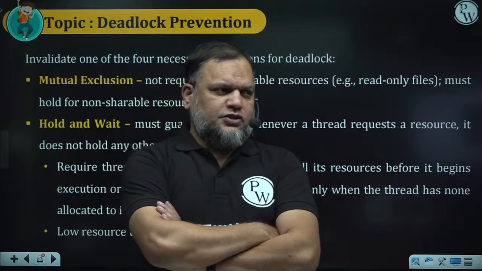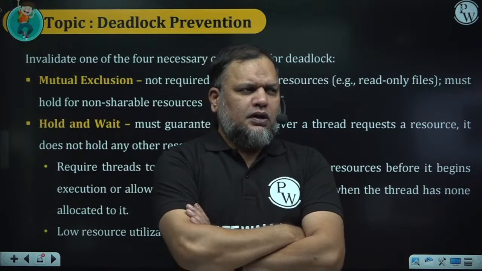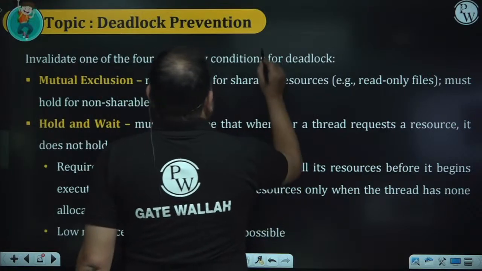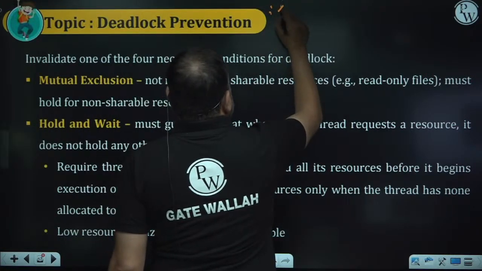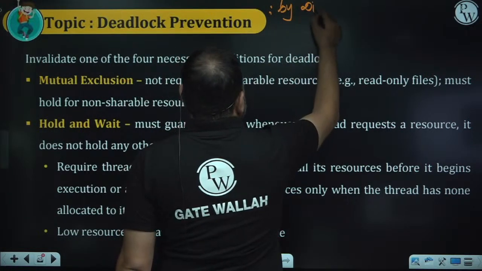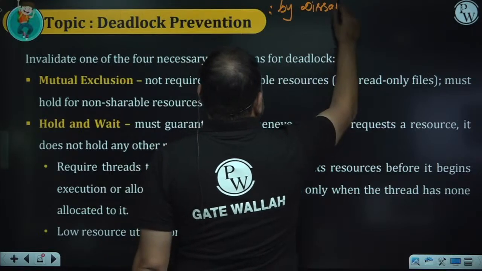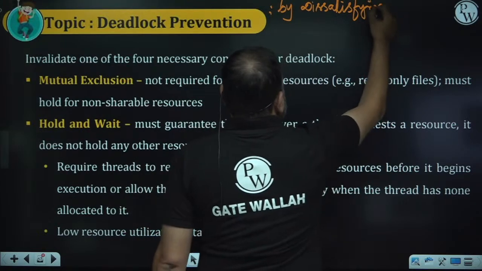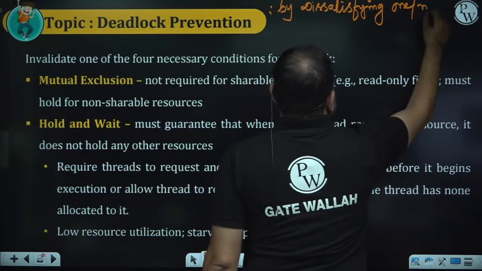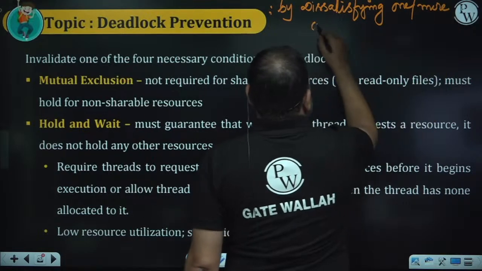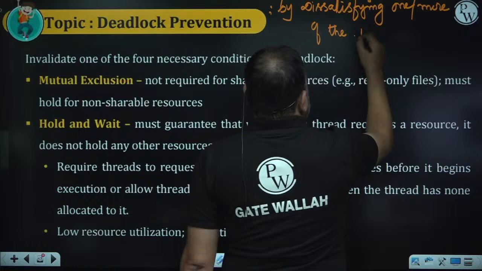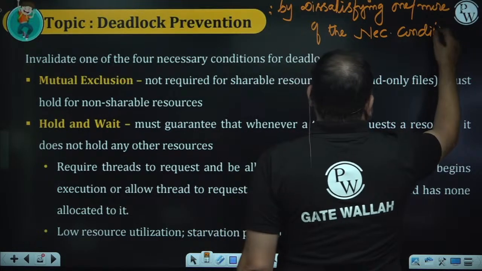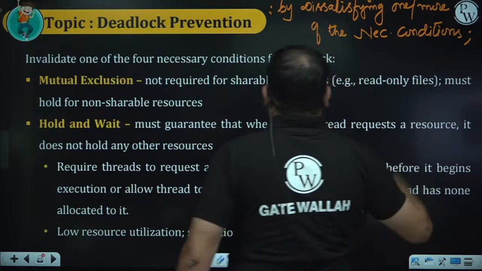Yes, that's right Saksham. No, Rakshit, it is not like that. Saksham is saying that's right. So it is prevented by dissatisfying one or more of the necessary conditions.